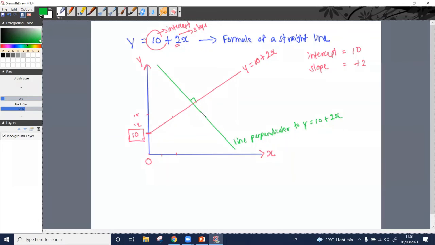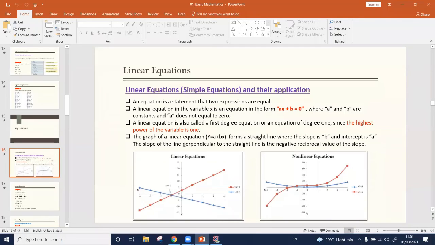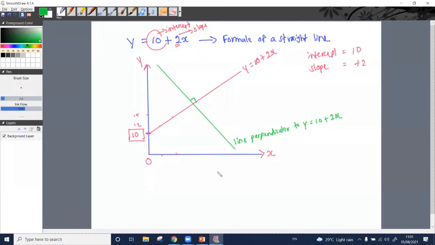So what should the slope value of this perpendicular line be? The slope of the line perpendicular to the straight line is the negative reciprocal value of the slope. Negative reciprocal value of the slope.